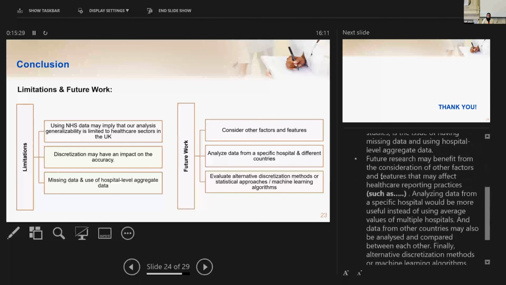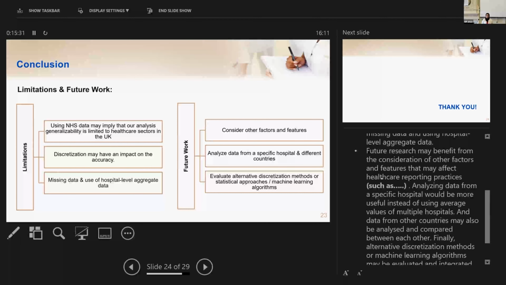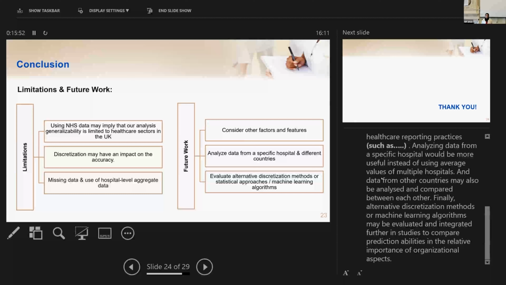For future research, we may benefit from the consideration of other factors and features, such as environment, culture, and other factors. Analyzing the data from a specific hospital would be more useful instead of just getting average values of multiple hospitals. We can also compare other countries' results and see how other countries' factors could be different. Finally, alternative discretization methods or machine learning algorithms could also be integrated further to compare the prediction abilities of the models.